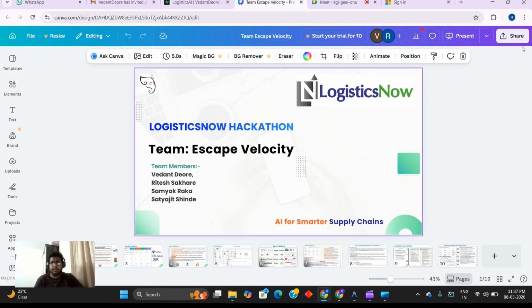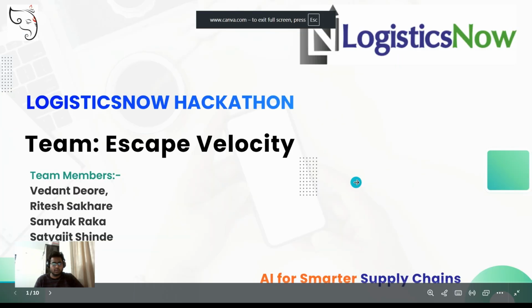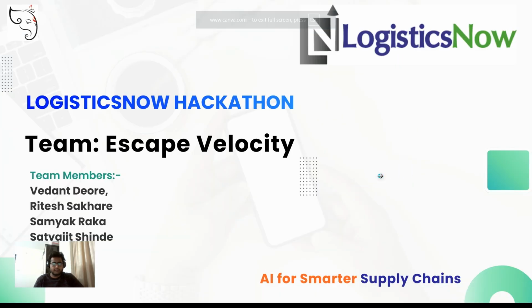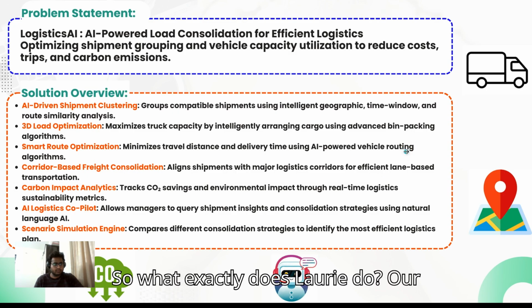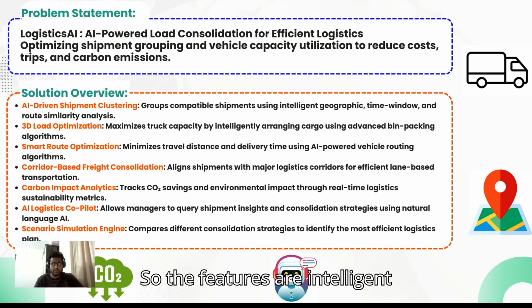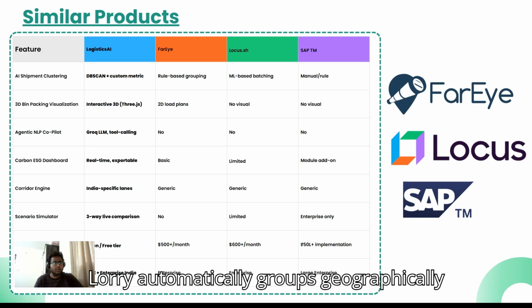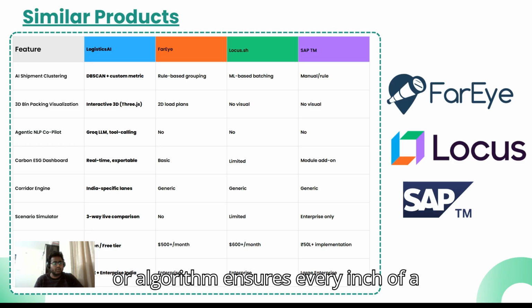So let's see the app demo. So what exactly does Lorri do? Our engine is driven by five core features. The features are intelligent consolidation using machine learning. Lorri automatically groups geographically close shipments.